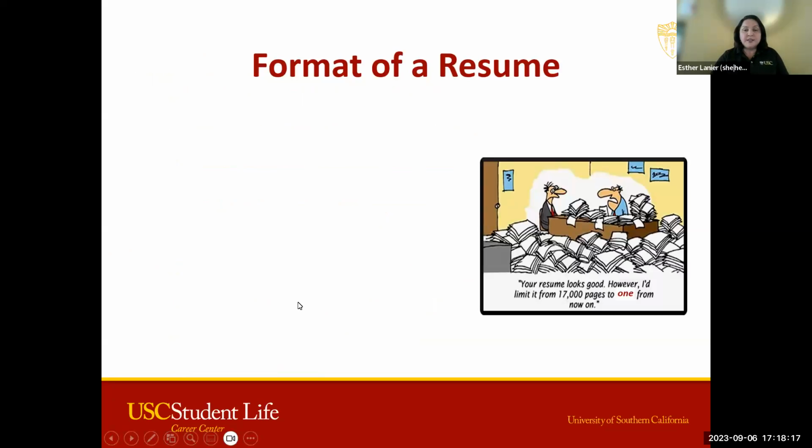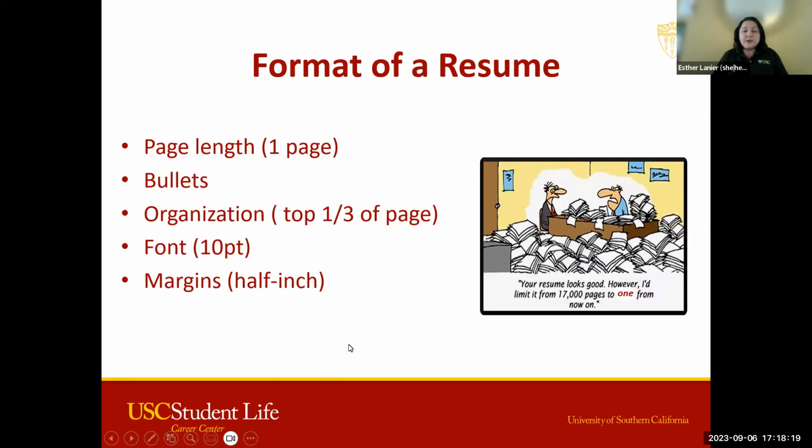All right. Okay, so here are some basic resume formats. So I mentioned the page length, get to the point onto one page, and you want to make sure you utilize bullet points. Organization on your resume is pivotal. So you want to make sure that at least the top third of your page is really showcasing information that is relevant to the position. Obviously, in terms of the font, as low as a 10 is going to be the best bet, and your margins, half an inch.